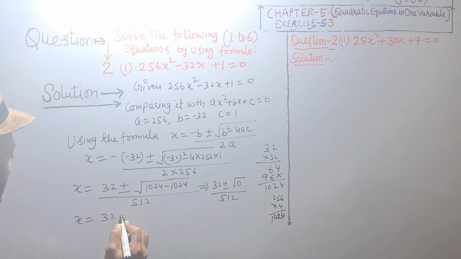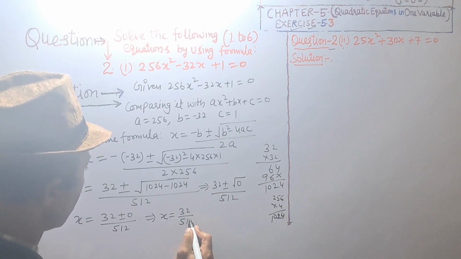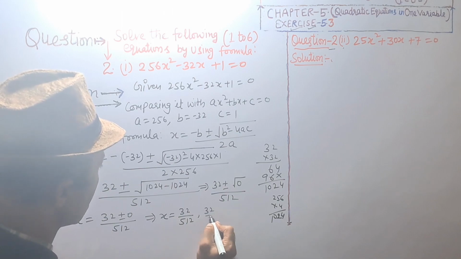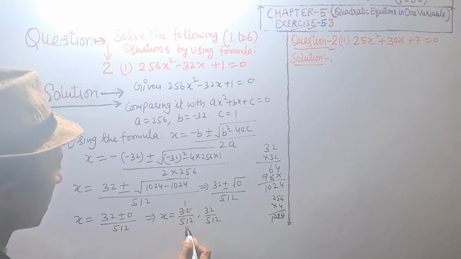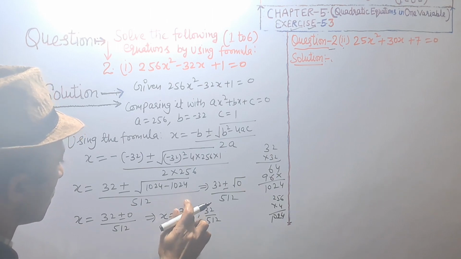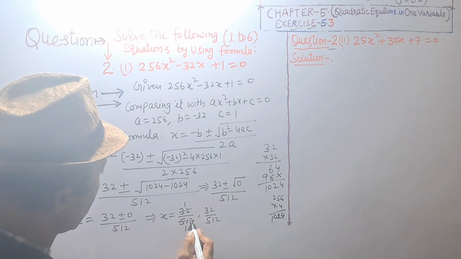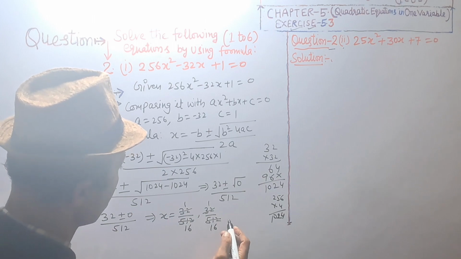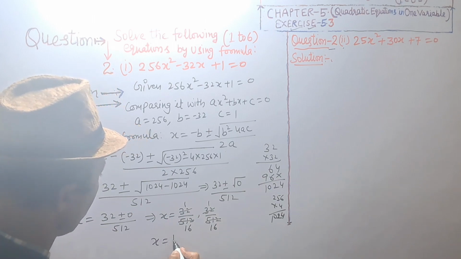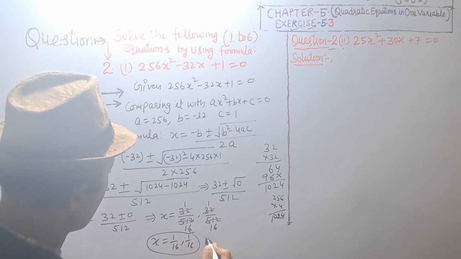X is equal to 32 plus minus 0 upon 512. X is equal to 32 upon 512 comma 32 upon 512. 32 1 jar 32, 32 16 jar 512. So we get the value of x is equal to 1 upon 16 comma 1 upon 16. Answer.